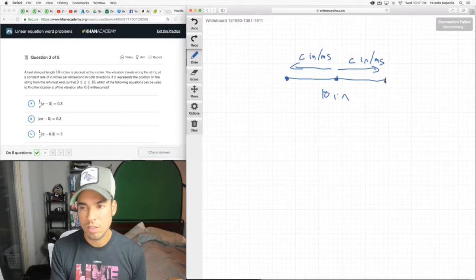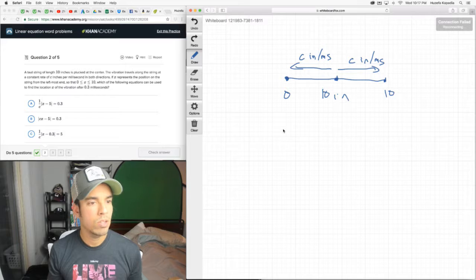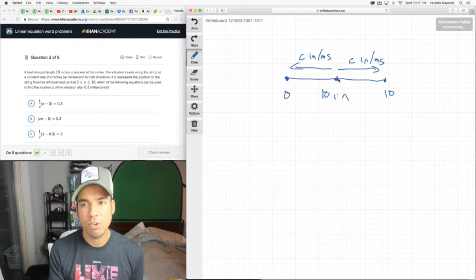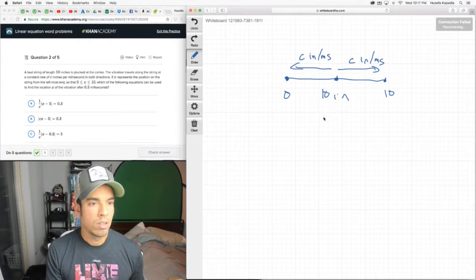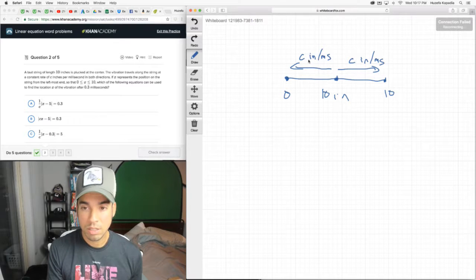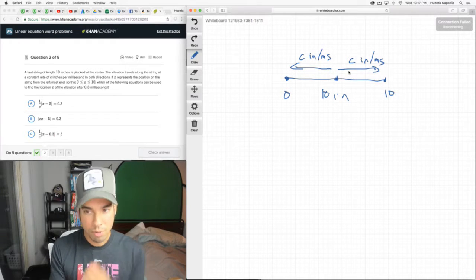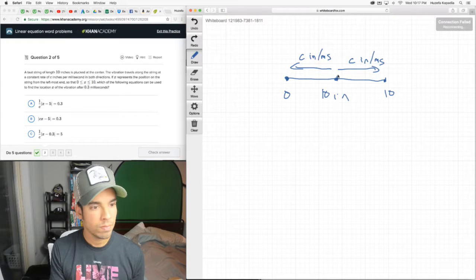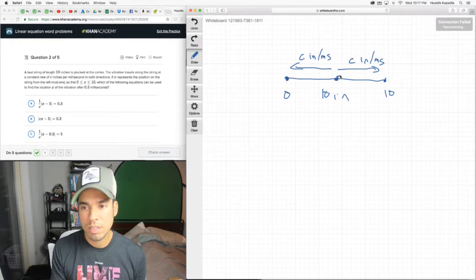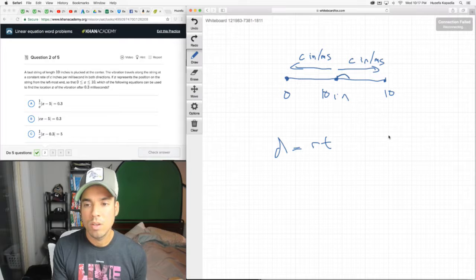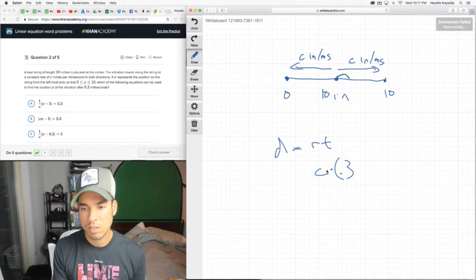Oh, I see. So here would be 0, here would be 10, right? And that's x. Which of the following equations can be used to find the location x of the vibration after 0.3 milliseconds? So essentially, we don't know what c is, but look, if we want to get the distance, how do we get the distance? Distance equals rate times time. So our rate is c. Our time is 0.3.